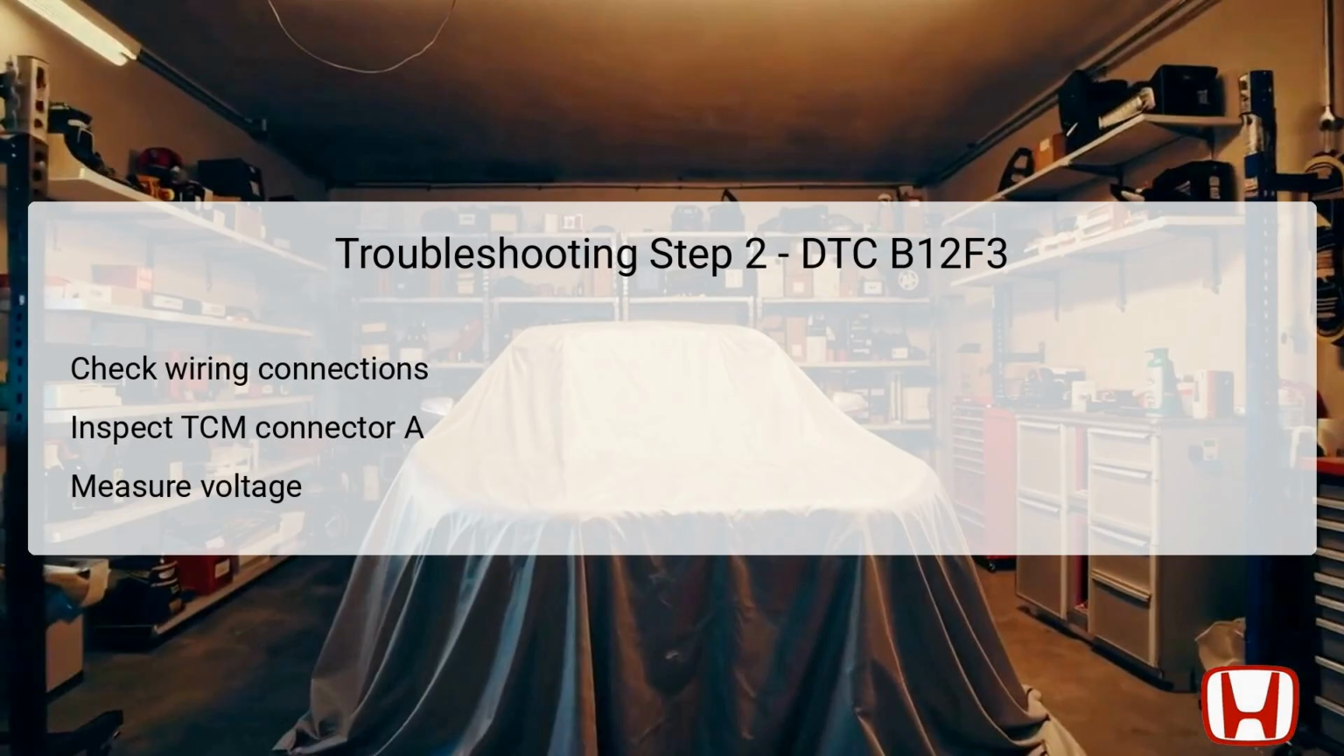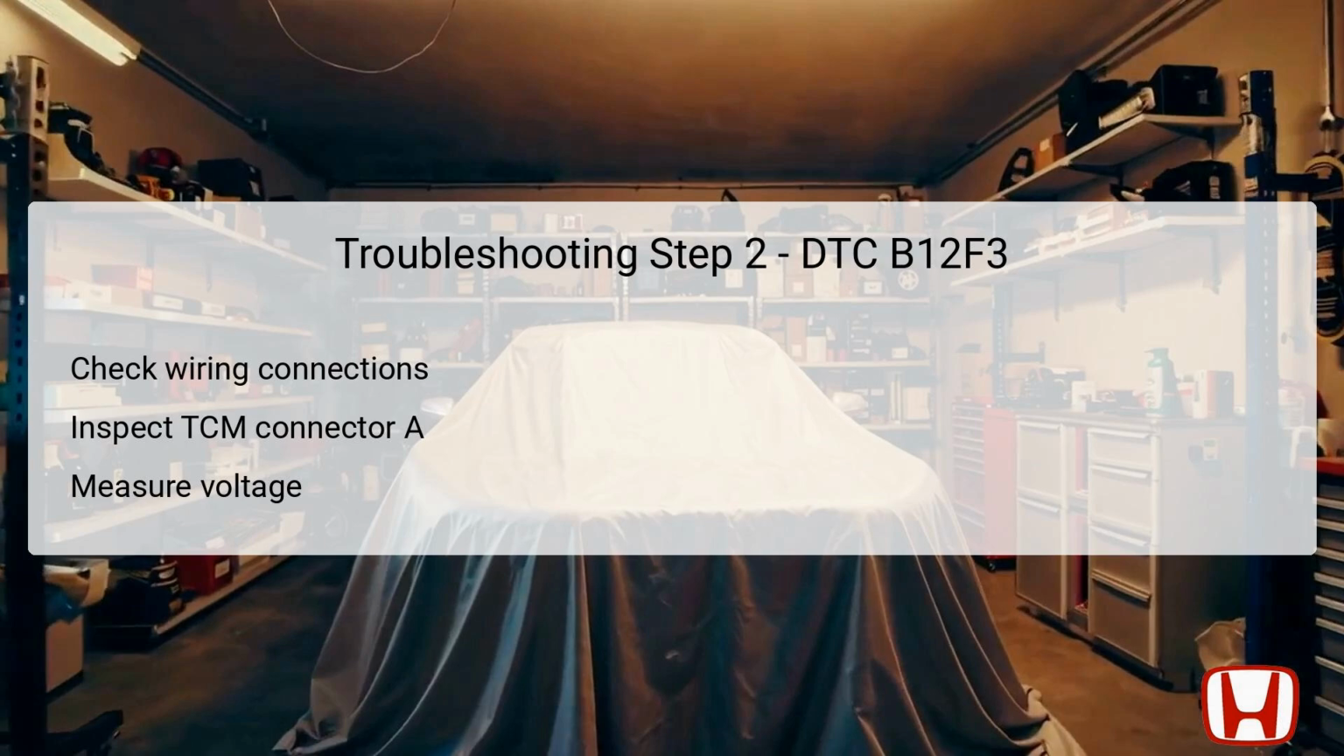Disconnect TCM connector A23P, which houses critical wiring connections between the TCU and the PCU. After disconnection, measure the voltage between designated test points. The test points are TCM connector A23P, number 15, number 23, and number 8, each compared to a body ground. Conduct these tests under the condition that the vehicle is off.